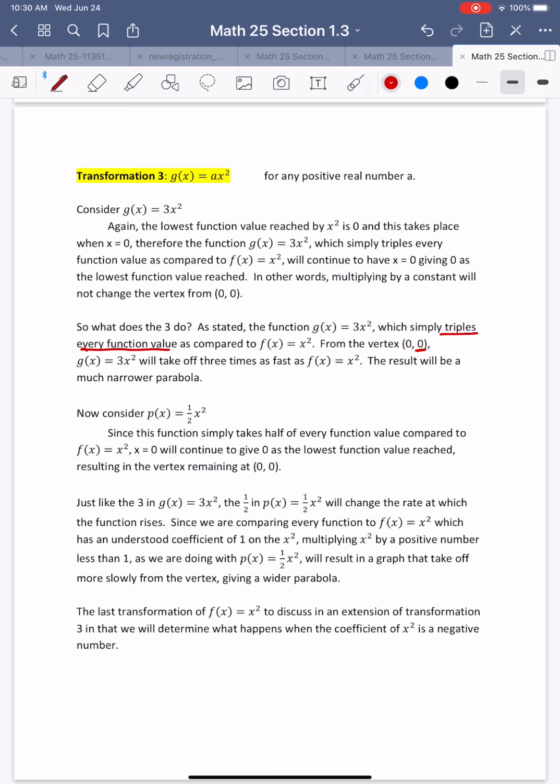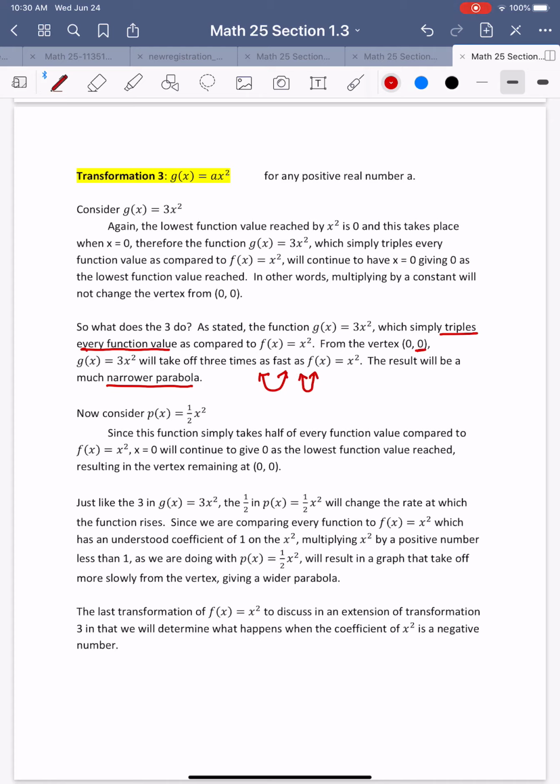But anything, the y value: if the y value is 1, it becomes 3; if the y value is 2, it becomes 6. Everything is just going to be multiplied by 3. That makes the parabola narrower. The U shape is a parabola, okay? Which means it's going to be narrower, okay?